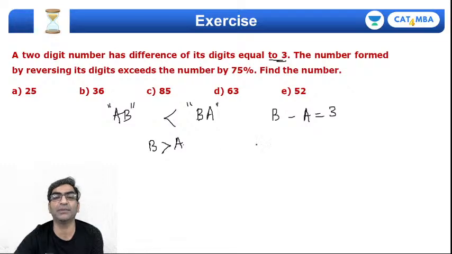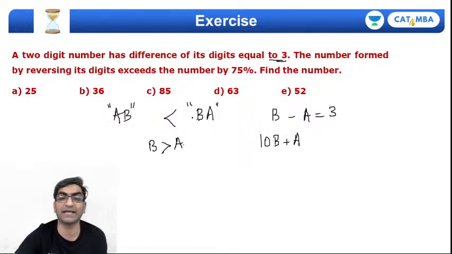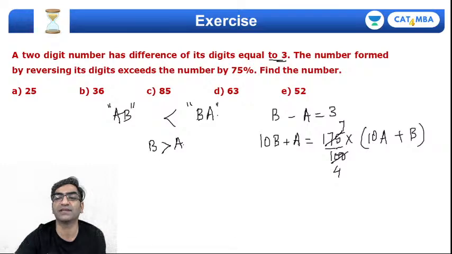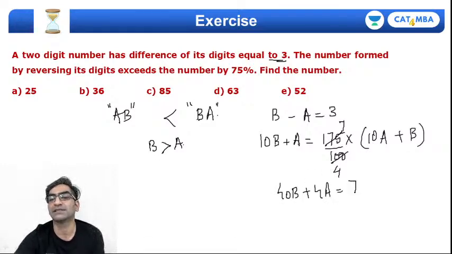And the second equation will be that the new number BA, which will have a value of 10B plus A. Remember place value? B is in the tens place, A is in the units. So 10B plus A is the new number. This exceeds the original number by 75%, which means this will be 175% of the old number, which is AB. AB क्या है? Place value use करते हैं, 10A plus B, right? And if I simplify 25 into 4, 25 into 7, and now if I cross multiply, I'll get 40B plus 4A equals 70A plus 7B, right?